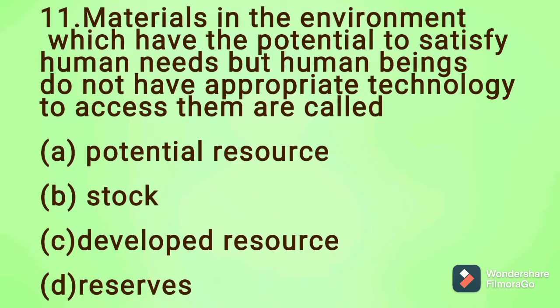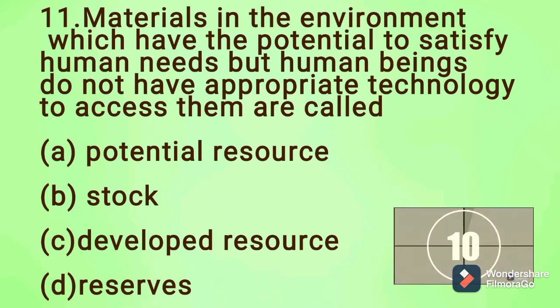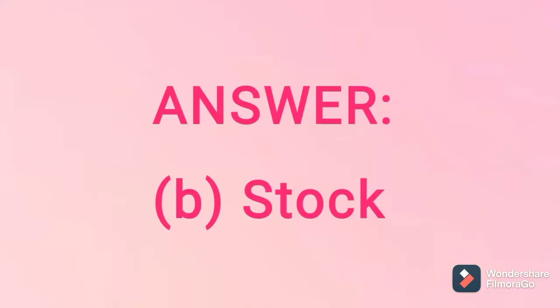11th question. Materials in the environment which have the potential to satisfy human needs but human beings do not have appropriate technology to access them are called. Option A potential resource, option B stock, option C developed resource, option D reserves. And the answer is option B stock.